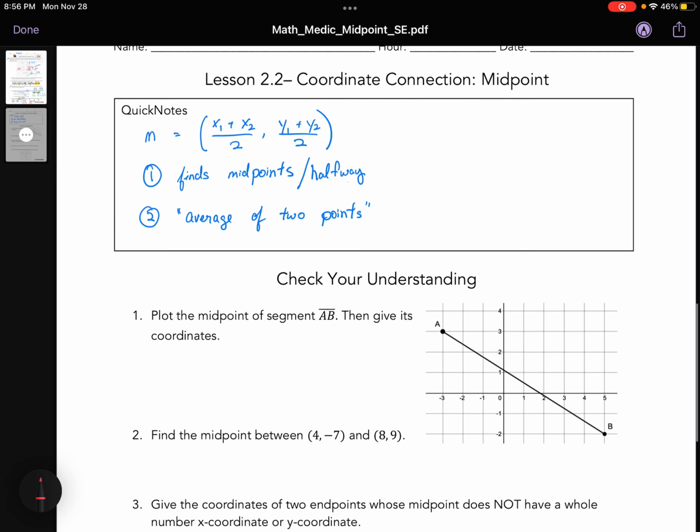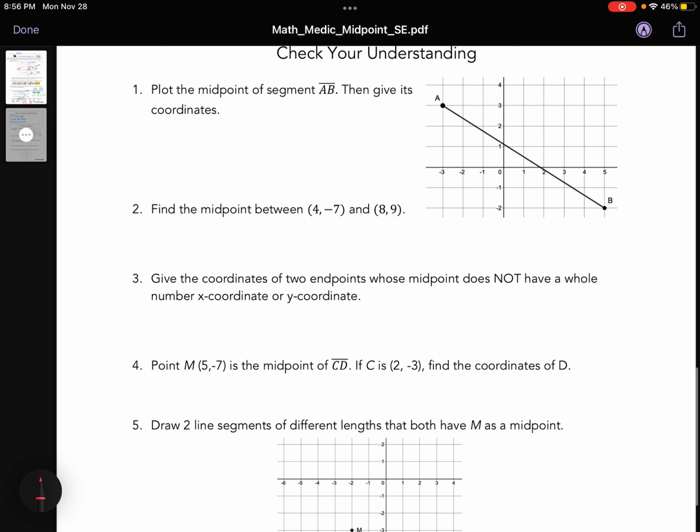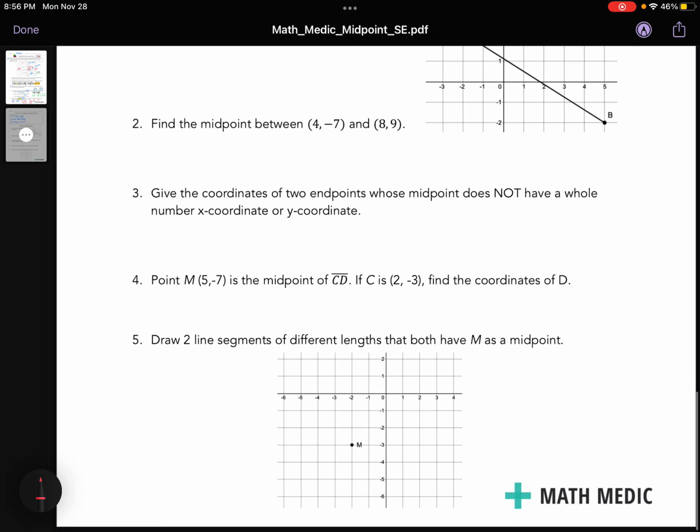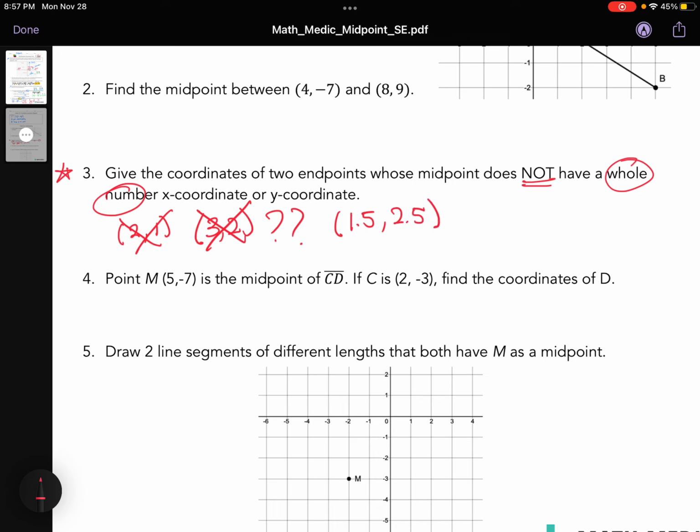So now we're going to go to your check your understanding. You will have to do most of this on your own, except I will give you some hints. For number 3, give the coordinates of two endpoints whose midpoint does not have a whole number x or y coordinate. So you do not want coordinates such as 2, 1. You don't want 3, 2. In which instances do you have a midpoint with, let's say, something that looks like 1.5, 2.5?